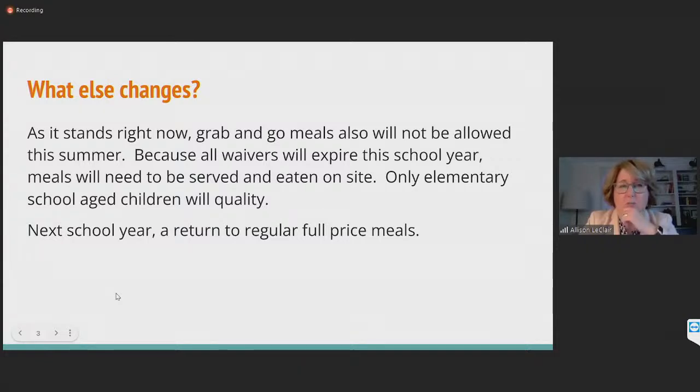So what else changes? I want to be clear that as it stands right now, grab and go meals will also not be allowed this summer. Because all waivers will expire this school year, meals will need to be served and eaten on site. So it's no longer grab and go like it was, which was the exception during remote learning. And only elementary school children would qualify for food in the summer, if we could even have a program, which we don't have any plans to right now. And next year, to be clear, there would be a return to regular price meals for breakfast and lunch.